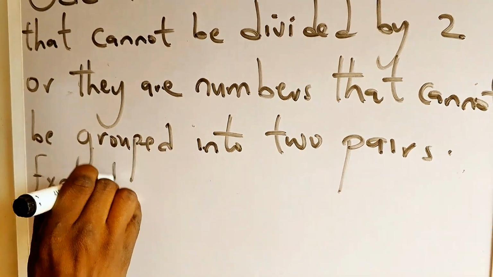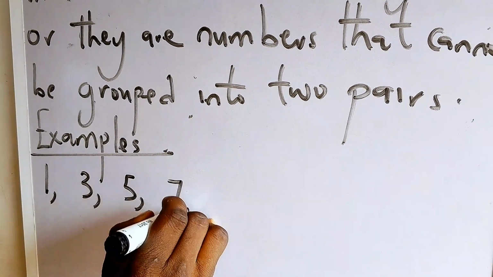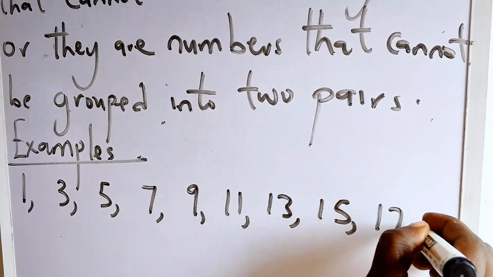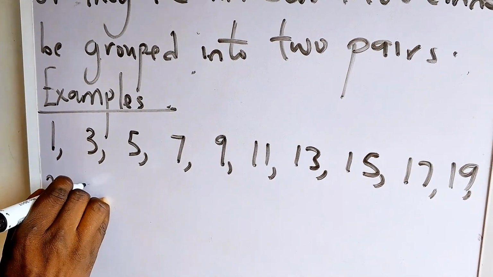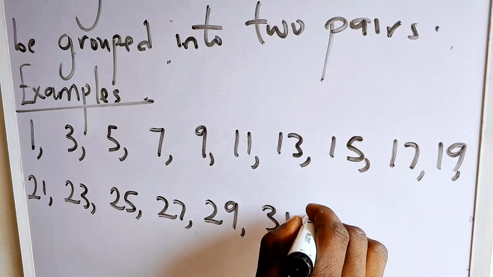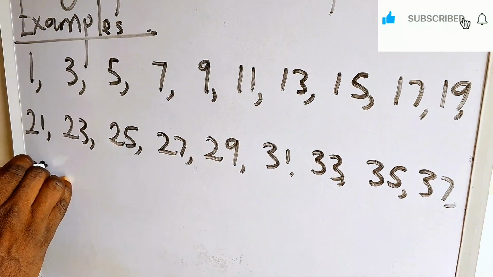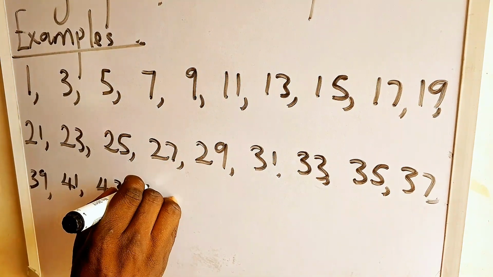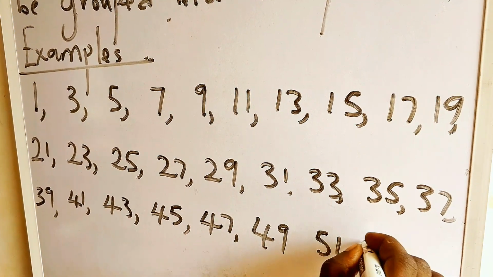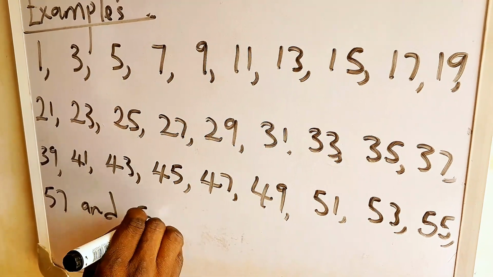Examples of odd numbers are 1, 3, 5, 7, 9, 11, 13, 15, 17, 19, 21, 23, 25, 27, 29, 31, 33, 35, 37, 39, 41, 43, 45, 47, 49, 51, 53, 55, 57, and so on.